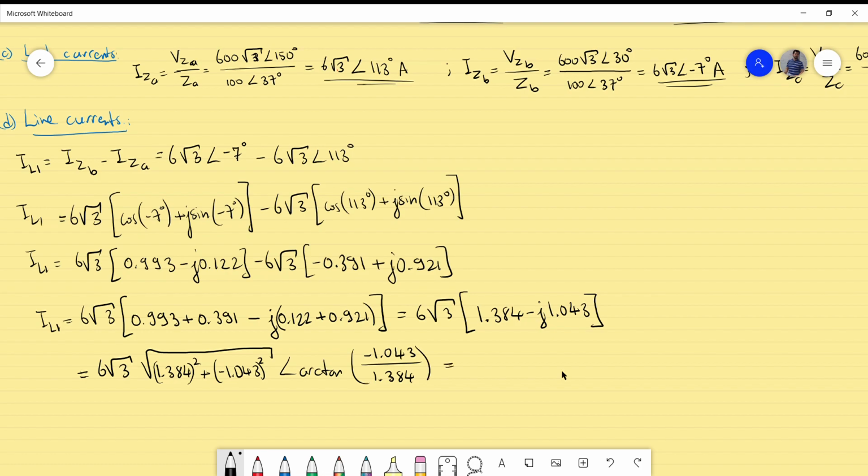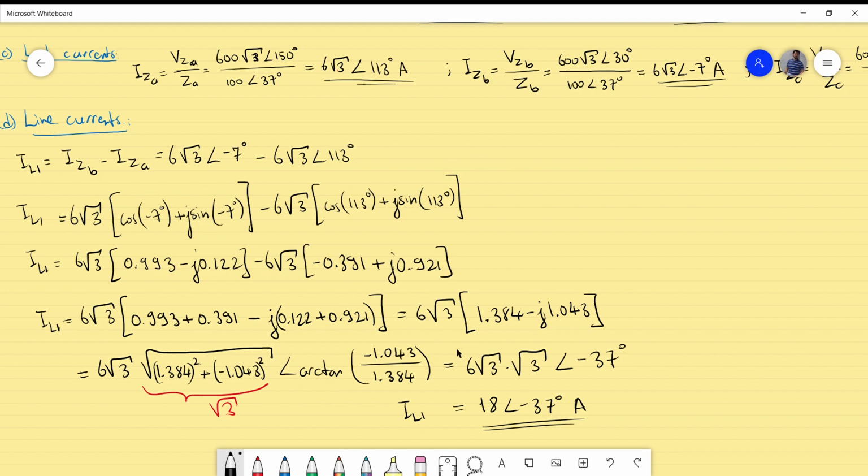Now if you do the math, and if you have the exact expressions for these values, you will have actually 6 times square root of 3 times square root of 3. So this expression, if you do the math exactly, must be square root of 3. So this will result in a phase of minus 37. And because it's square root of 3 times square root of 3, this will result in just 3. So you will have 6 times 3, this will be 18. So this is IL1.